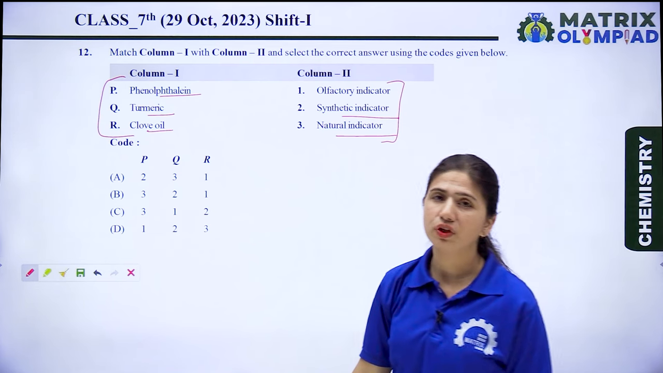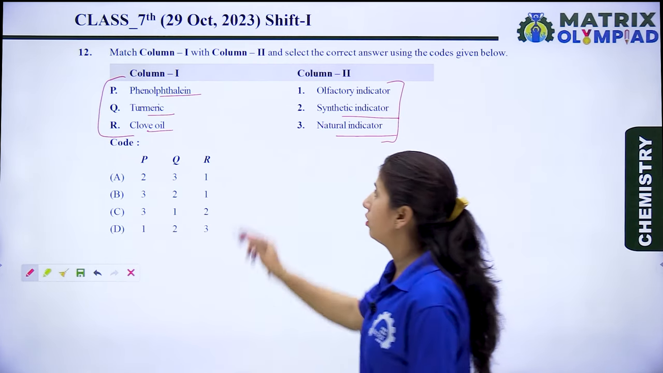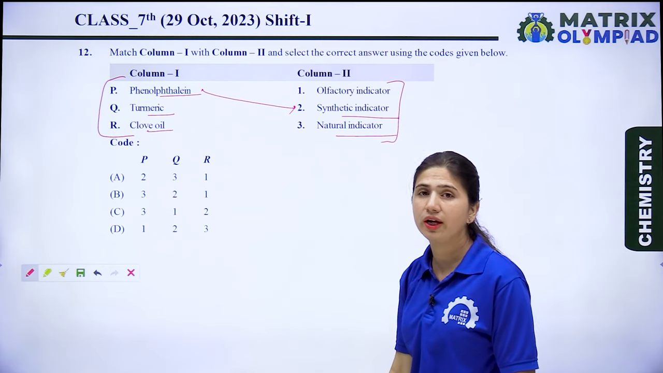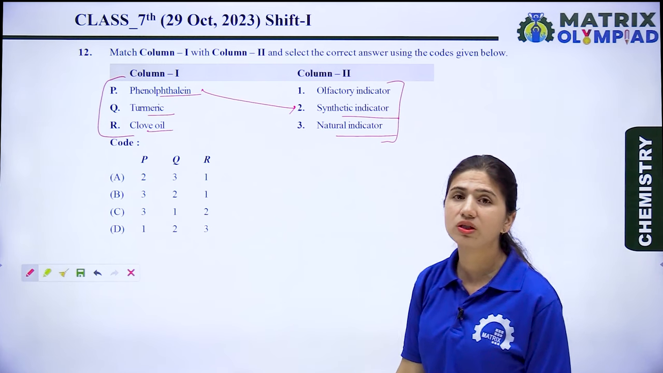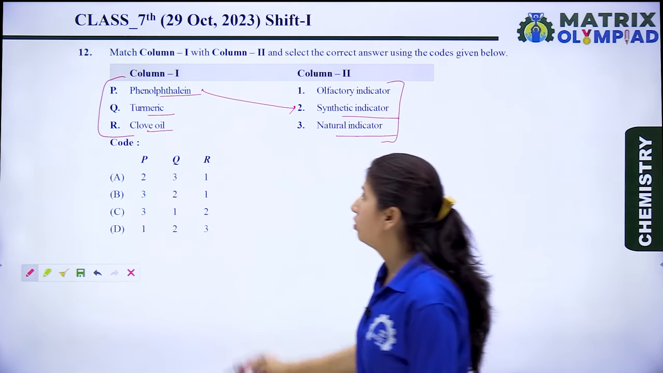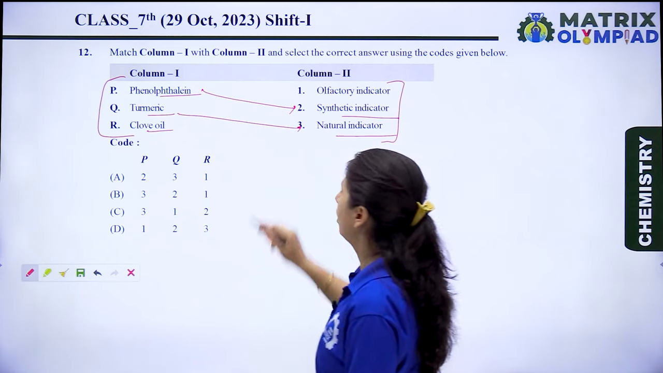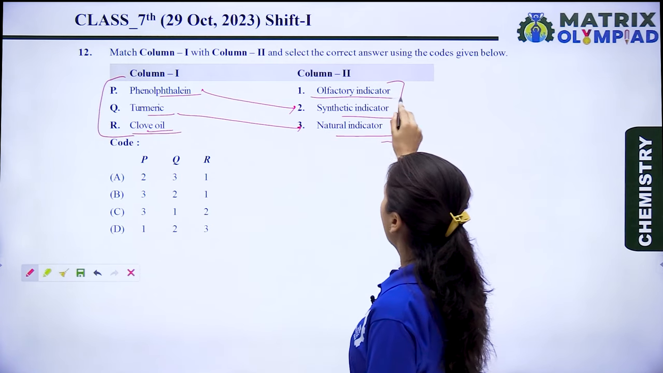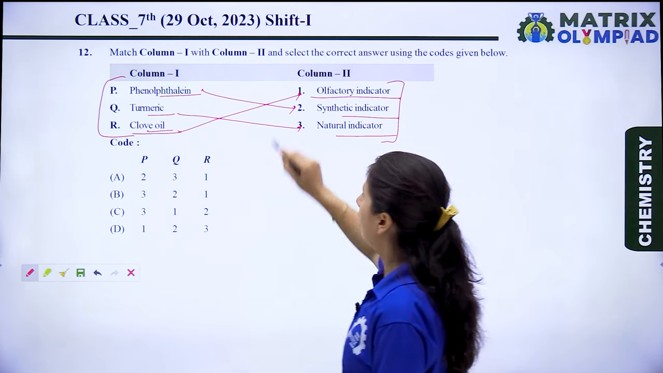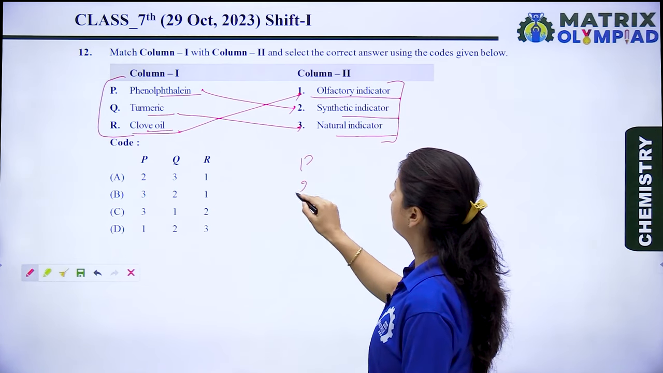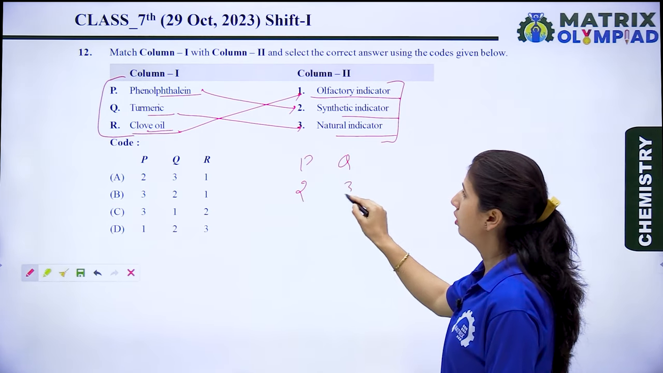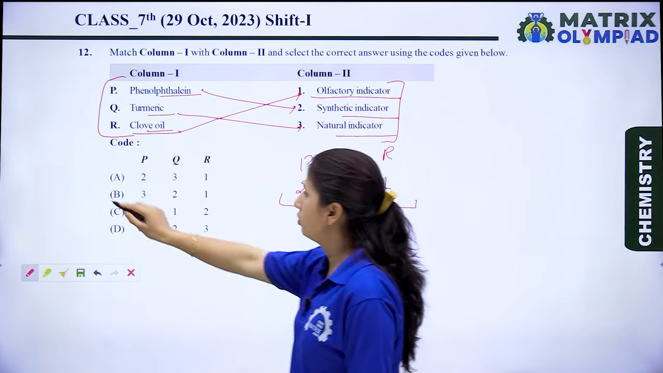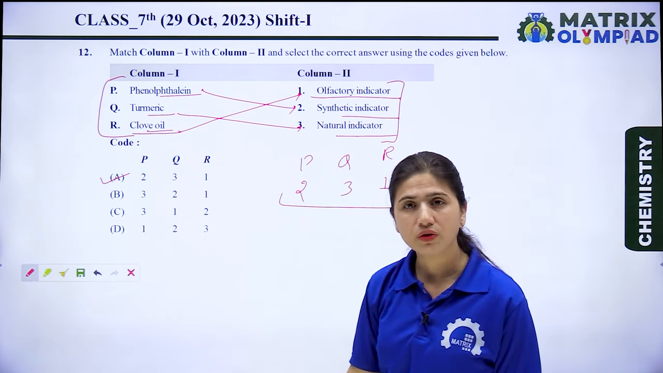Phenolphthalein. We know that phenolphthalein is a synthetic indicator. So phenolphthalein is matched with the second option. Turmeric is a natural indicator because we obtain turmeric from nature. So Q is matched with the third option. Next, third is chloride. Chloride is an olfactory indicator. So R matches with the first option. So P matches with second option, Q matches with third option, and R matches with first option. So 2, 3, 1. So option A is the right option for this question.